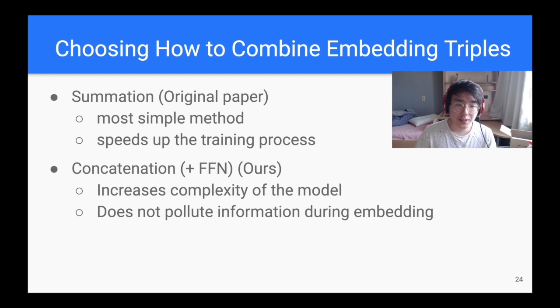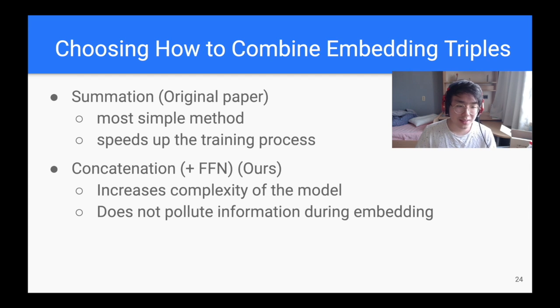As seen from the previous example, the original paper uses a simple summation of the 3 embeddings, because it's the simplest method of combining 3 embedding values of the same size. And since addition is simple, it is relatively cheap in terms of computation. We are instead planning to use a concatenation of the 3 embeddings, and then a feed-forward neural network to return to the original dimensionality.